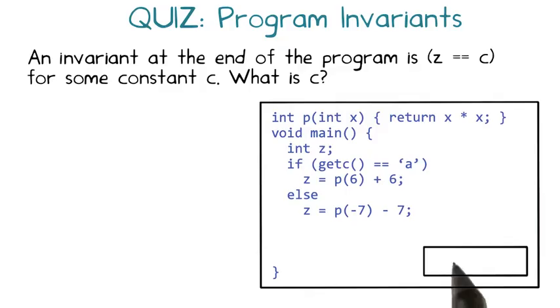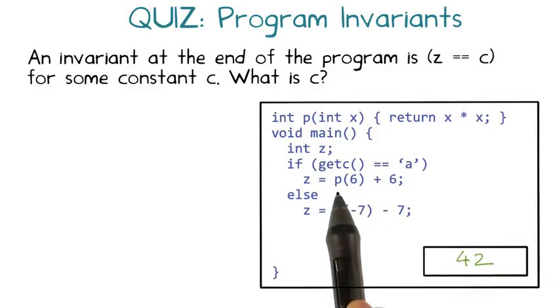The value of c is 42. To see why, we need to reason about only 2 cases over all runs of this program. In the runs where the true branch is taken, the value of z is p of 6 plus 6, which is 36 plus 6, which is 42. In the runs where the false branch is taken, the value of z is p of minus 7 minus 7, which is 49 minus 7, which is 42 again. Thus, the value of c is 42. We have thus shown that z equals 42 is a program invariant at the exit of this program.